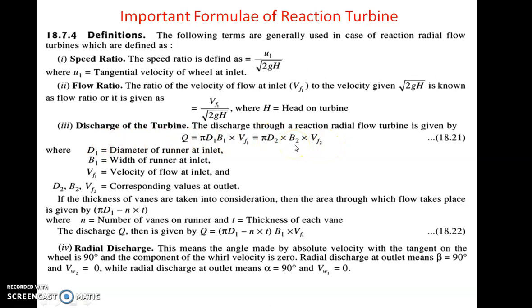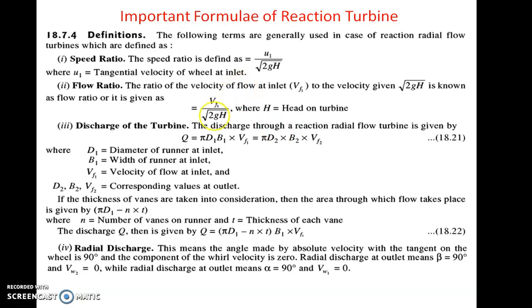For Pelton turbine, it was pi by 4 d square into V1, while in case of reaction turbine, it is pi d1 b1 Vf1 or pi d2 b2 Vf2, where d1 is diameter of runner at inlet, b1 is width of runner at inlet, Vf1 is velocity of flow at inlet. All these terms you will come to know from the inlet velocity triangle. Similarly, d2 b2 Vf2 at outlet velocity.